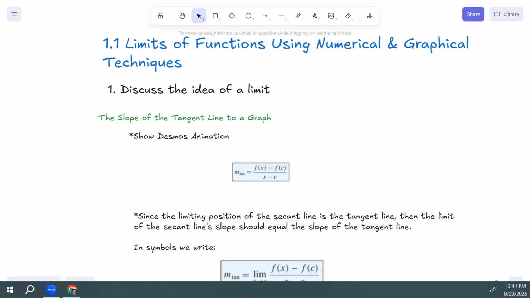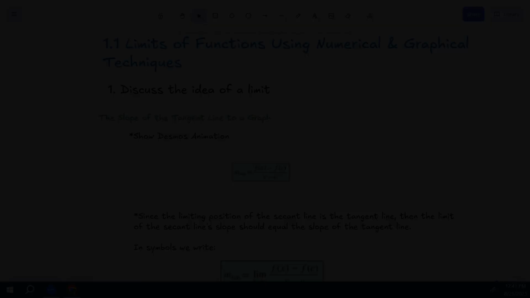And the first thing we want to do is talk about the slope of the tangent line to a graph. But to talk about the slope of the tangent line, and remember tangent means to touch, we have to look first at the secant line to a graph. I think it'd be better if we looked at Desmos to check this out.